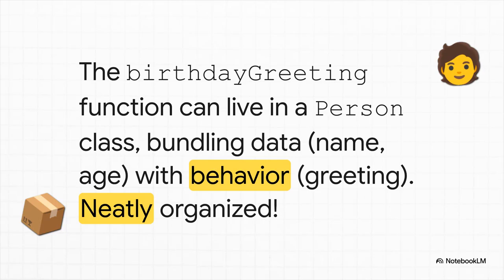So, let's tie this all together. Remember that birthday greeting function from the very beginning? Instead of just having it float around by itself, we can create a person class. This class acts as a container. It holds the data about a person, their name and age, and it also holds the behaviors related to a person, like our greeting function. See how that works? Everything that has to do with a person is now organized neatly in one logical place.